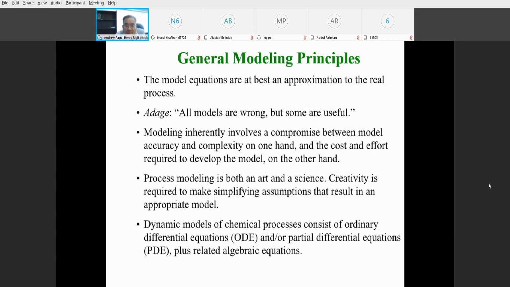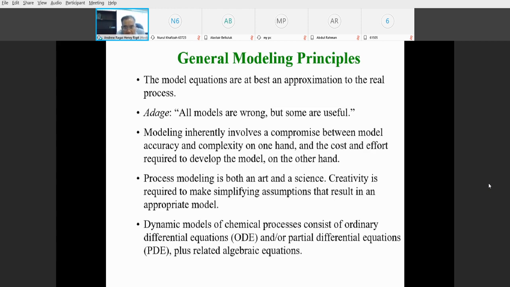At least it will probably not be 100% correct, but we try to make it as accurate as possible. So there are mathematical models in this case, and they are applied in engineering activities. The third point there is that modeling inherently involves a compromise between model accuracy and complexity on one hand, and the cost and effort required to develop the model on the other hand. So process modeling can be said to be both an art and a science.